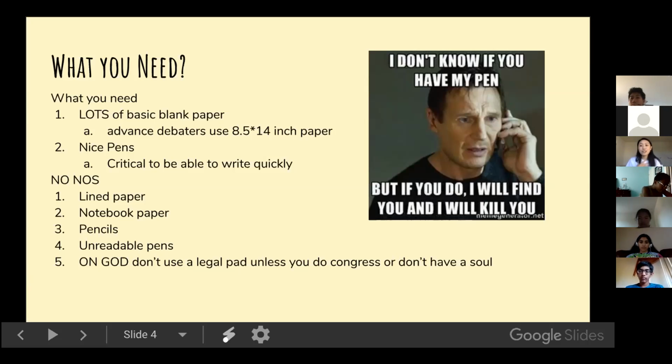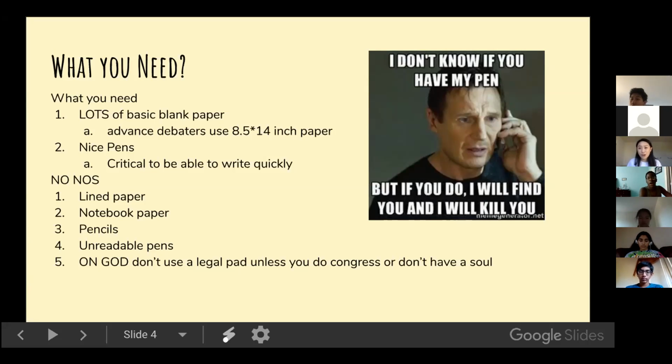I personally love pens, and so I have a lot of different pens. Generally, you just want it to be very easy to use. You need to be able to write quickly. And then a bunch of no-nos. Do not use lined paper. Do not use notebook paper. Do not use pencils. Do not use unreadable pens.